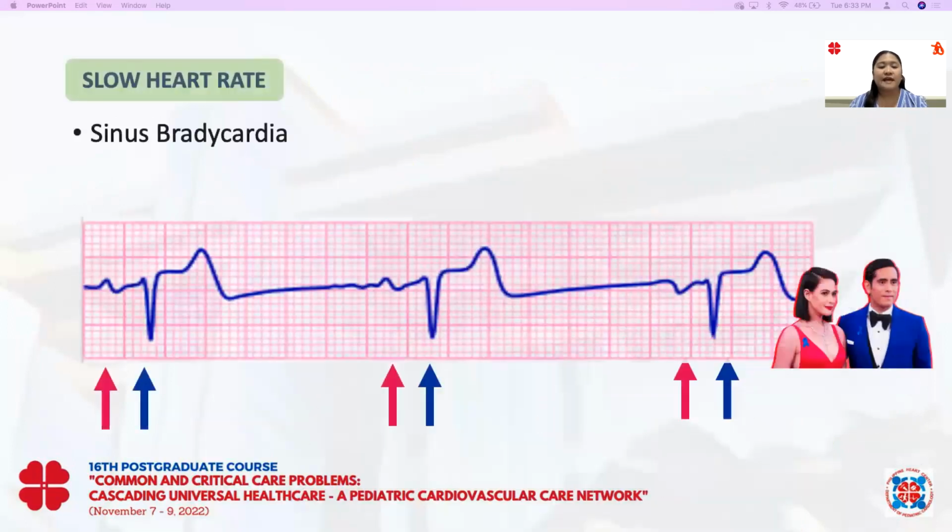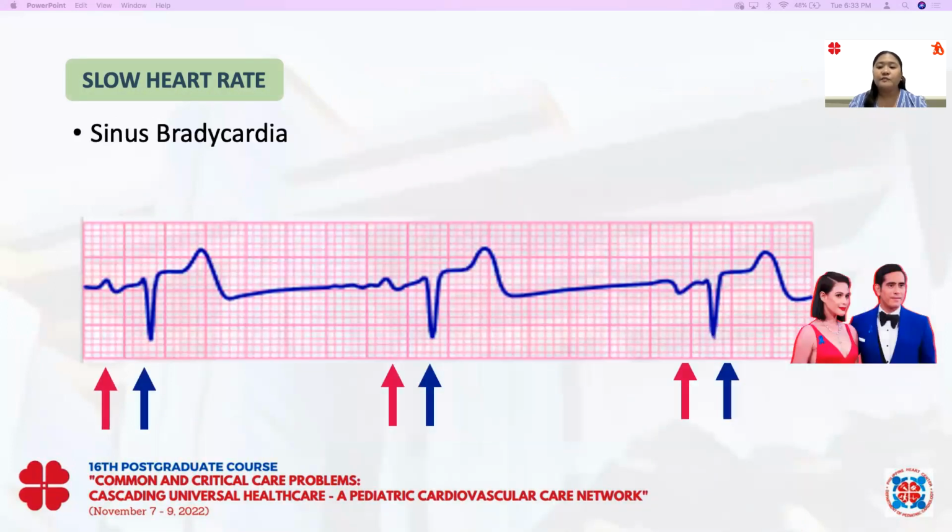So first up is sinus bradycardia. Sinus bradycardia is a sinus node discharge rate that is slower than normal. It is not necessarily problematic. It may be seen in children at rest when the metabolic demands are low. It may also be seen in athletes with high stroke volume and increased vagal tone. And it may also be seen in response to hypoxia, hypovolemia, hypotension, and acidosis.